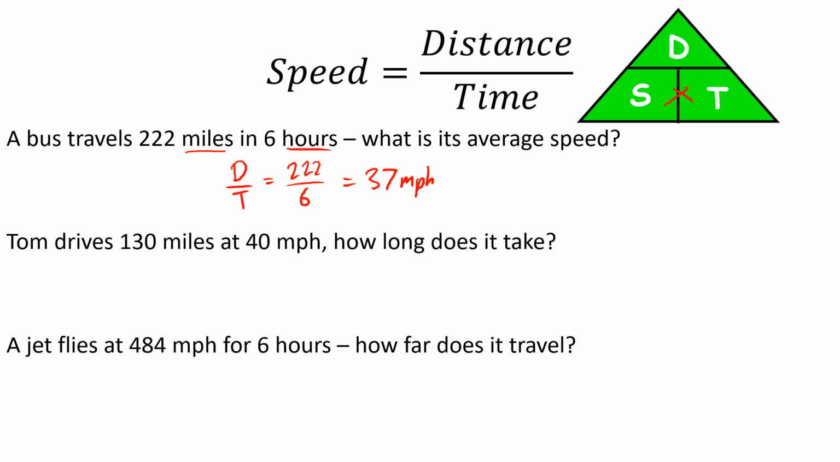Another one, Tom drives 130 miles at 40 miles per hour. How long does it take? So that's time we want to find. That's distance divided by speed. So that's 130 over 40, 13 over 4, which is 4.25 hours. Now I know it's hours because the units of speed are per hour.